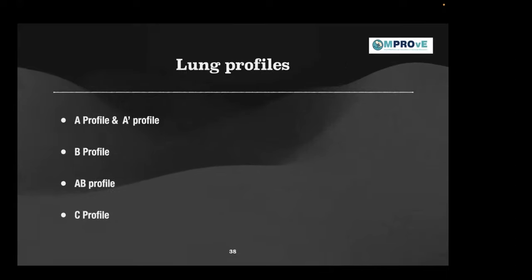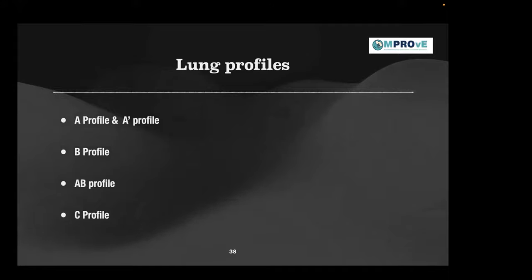Right, moving on to the lung profiles. So A profile, air profile, A prime profile. There are a lot of protocols around the globe, and this is from the BLUE protocol. They like to call it A prime, but it's just an extension of the A profile, A for air.